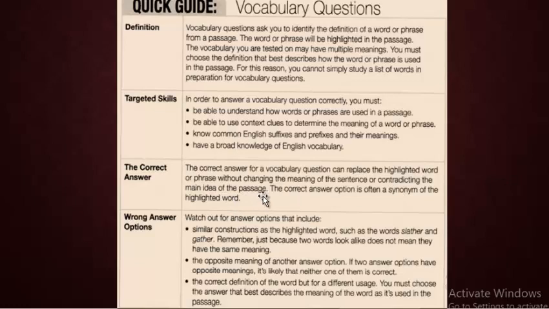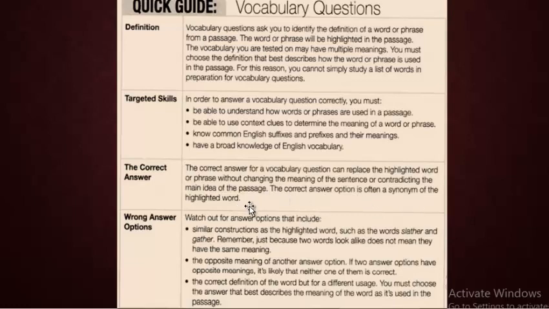The correct answer is the one you take from the answer options and plug into the passage, replacing the highlighted word, and then read the text again in context, without changing the meaning of the sentence and without contradicting the main idea. That's called the correct answer. The correct answer option is often a synonym of the highlighted word.